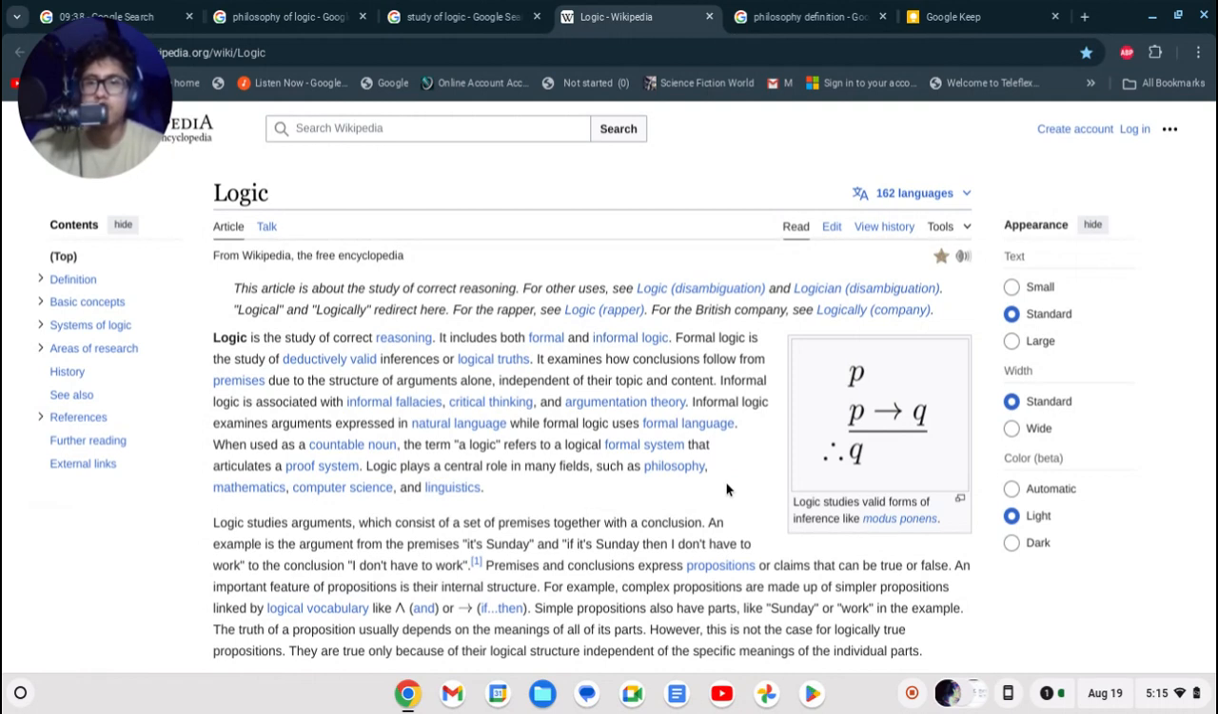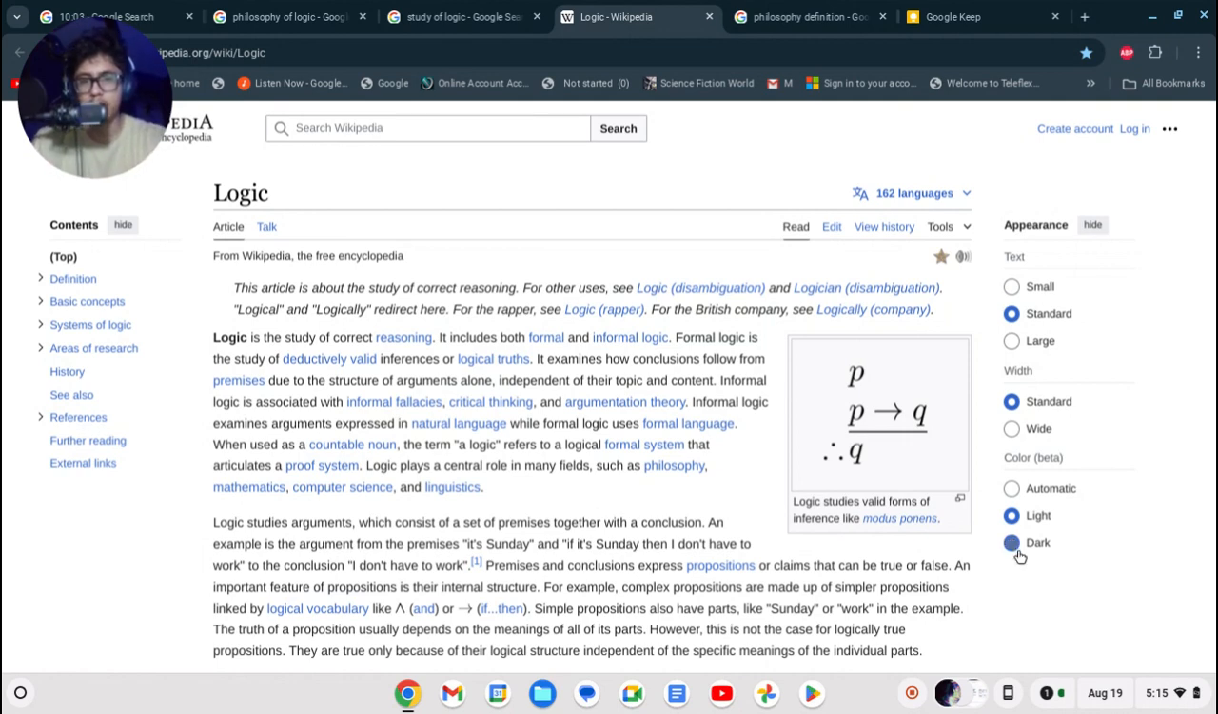When used as a countable noun, the term "a logic" refers to a logical formal system that articulates a proof system. Okay, logic plays a central role in many fields such as philosophy, mathematics, computer science, and linguistics. This is specifically what I learned in jail a little bit, especially the proof part of it, and I've been trying to look for something along these lines particularly, but finding it now is really good.